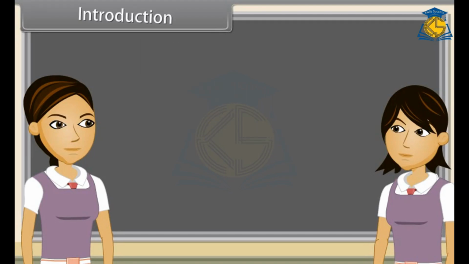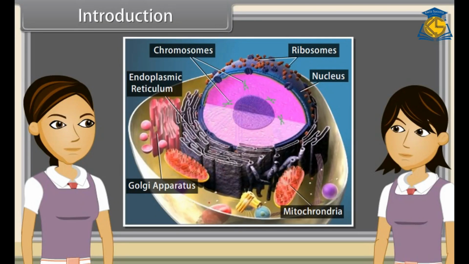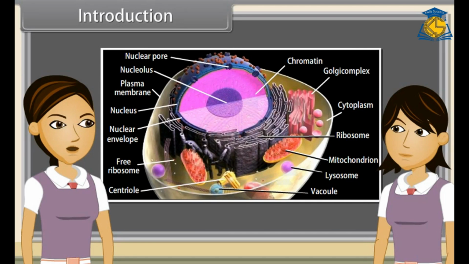Introduction. Hey Ankita, we have discussed structure of endomembrane system, endoplasmic reticulum, Golgi apparatus, lysosomes, vacuoles, mitochondria, plastids, and ribosomes. I think we have completed all the topics. No, Madhuri, there are some more topics to be learned. They are structure of cytoskeleton, cilia and flagella, centrosomes and centrioles, nucleus and microbodies. So come, let's know about them in this module.